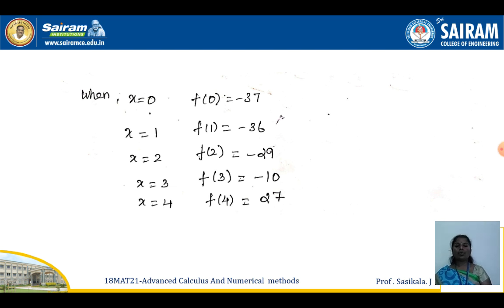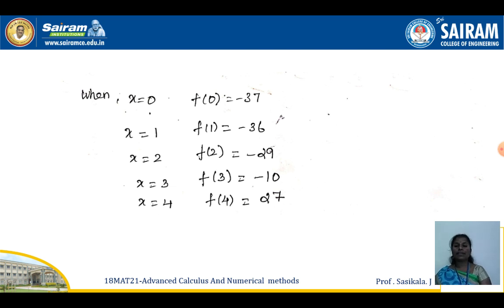So that is the root of that equation. So using that, keeping that in mind, I can find it from 0, 1, 2, 3. You can see in this slide, x is equal to 0, I'll get f of 0 is minus 37. x is equal to 1, I'm getting f of 1 is equal to minus 36.